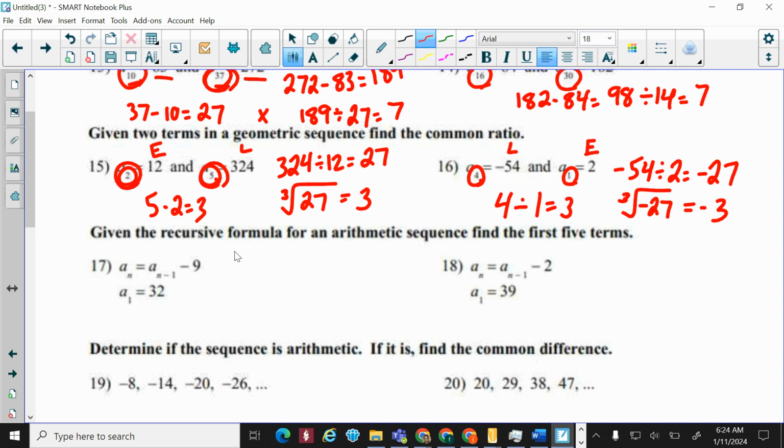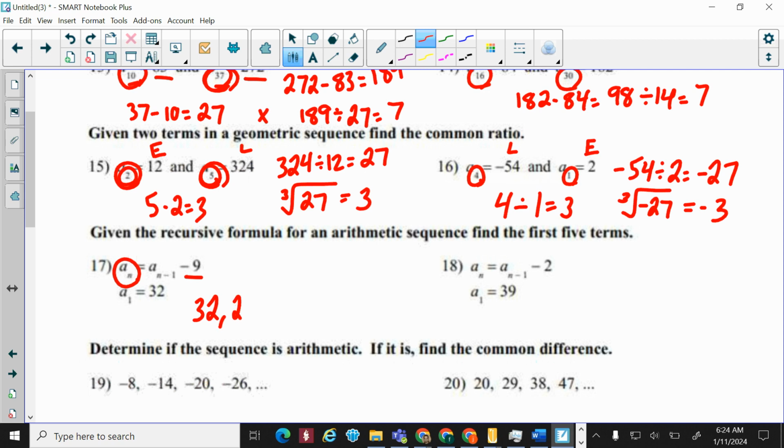It says given the recursive formula for an arithmetic sequence, find the first 5 terms. First off, A1 is 32. Remember the formula right here. In order to get to the next term, you take, remember that symbol, that means the previous term, and subtract 9. So if your first term is 32, the next one will be 23, then 14, then 5, and lastly negative 4.